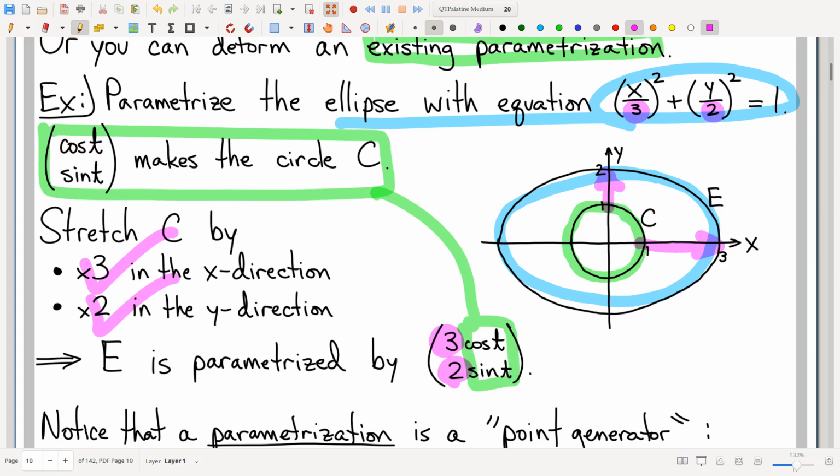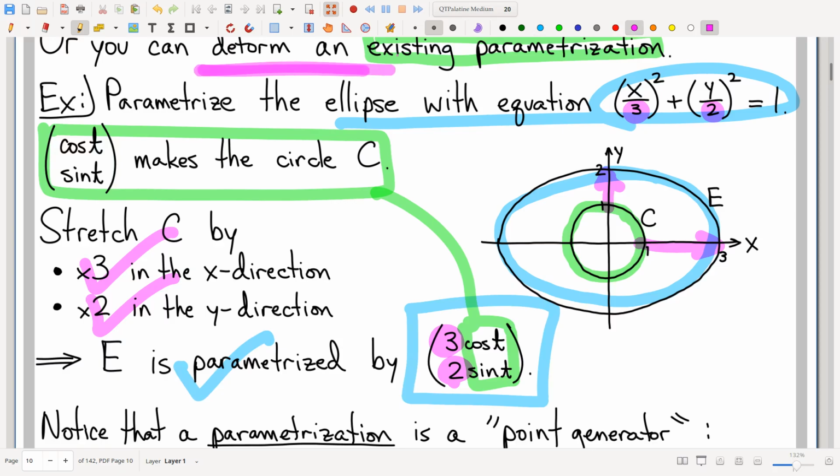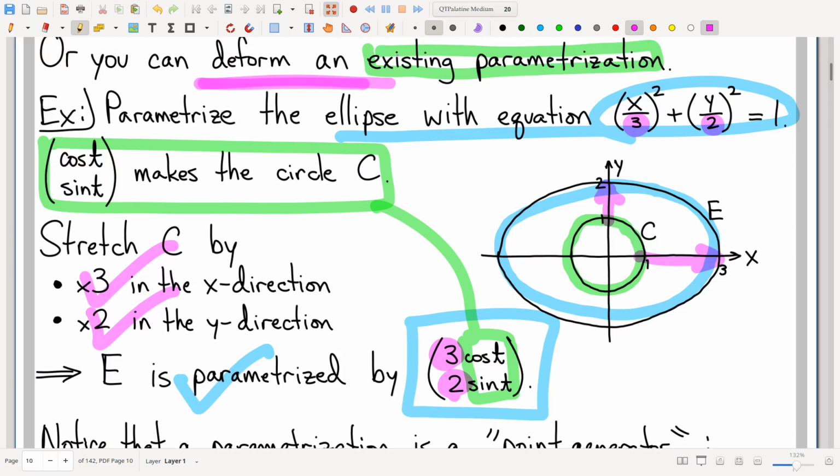And lo and behold, we have the parameterization for the ellipse that we were hoping for. So this idea of deforming an existing parameterization, a very useful idea, comes up in various different situations. This is a pretty good representative example. Another tool for your toolbox, a good thing to keep in mind. Make sure to think through those details.